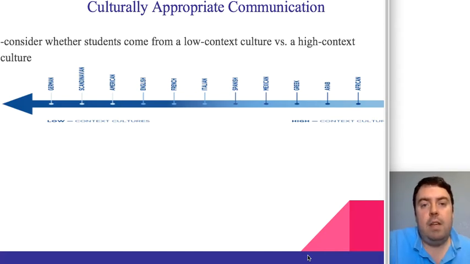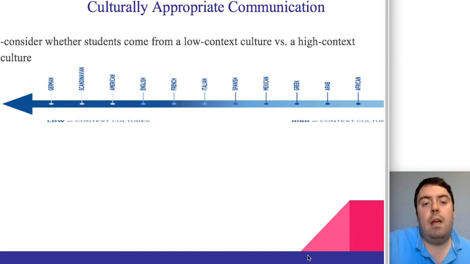Another thing to note is that you want to consider the context of students' culture. Normally we classify cultures as low context cultures and high context cultures. Low context cultures would be kind of like the United States, Northwestern Europe, so like England, France, Germany, Switzerland, Russia. In these cultures, many times people are very straightforward, and they get right to the point.